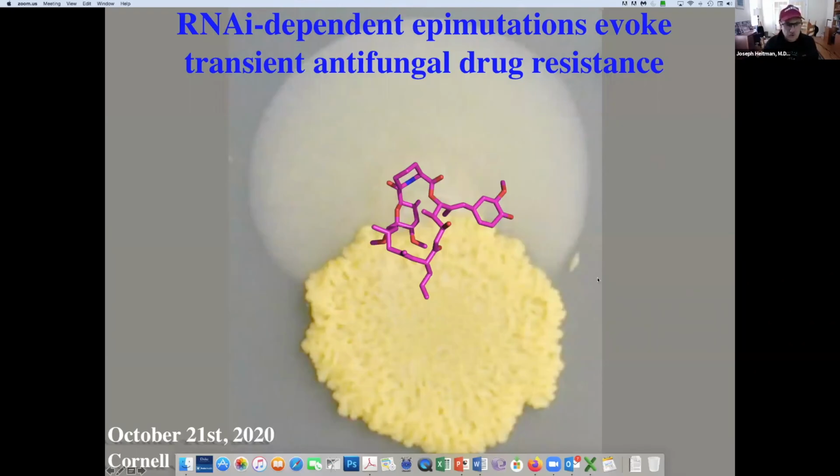Does that show the first slide of the PowerPoint? Excellent. So as Teresa mentioned, I want to share with you today a story about our work on a novel form of drug resistance, antimicrobial drug resistance, that we discovered in a basal fungus, Mucor circinelloides.